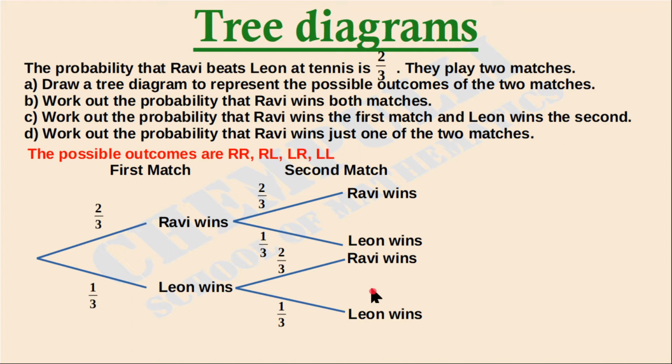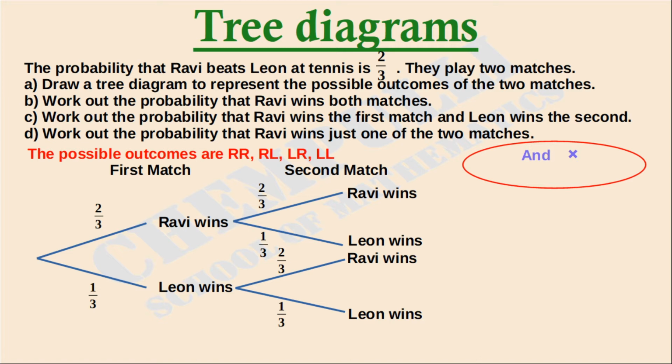What is the first question? Work out the probability that Ravi wins both matches. That means Ravi wins the first match and Ravi wins the second match. In this type of tree diagram problem, we use one trick. In the AND case, we use the operation multiplication. That means first match Ravi wins, and second match Ravi wins.